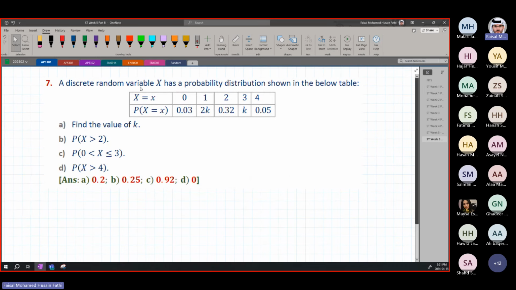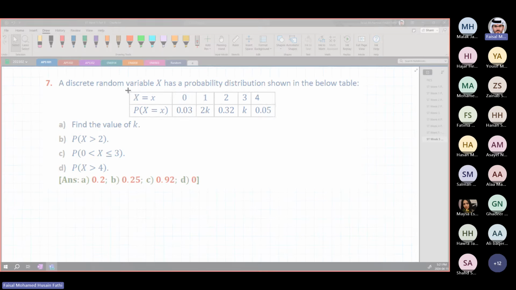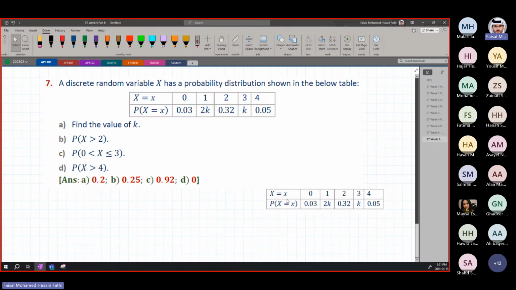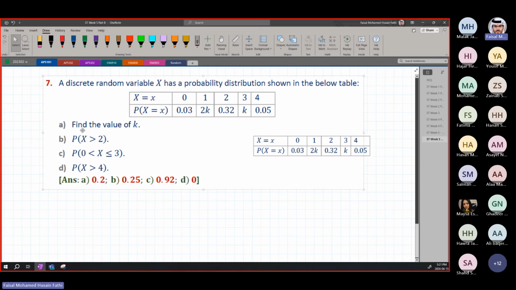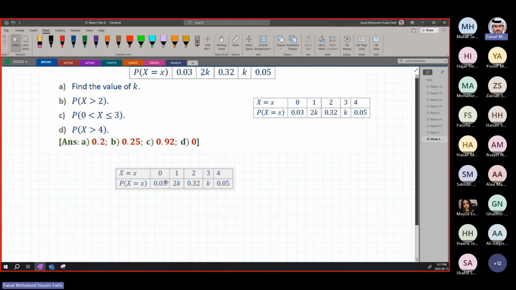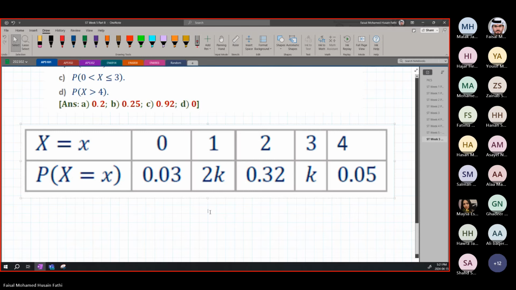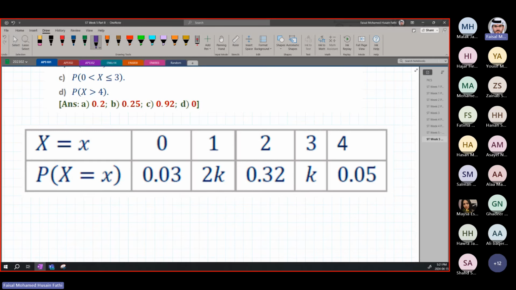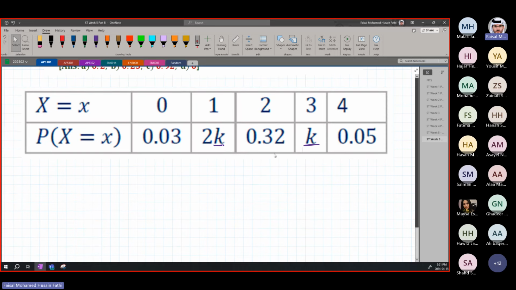So when we have a discrete random variable x that has a probability distribution as shown below, this table is our probability distribution. Part A is asking us to find the value of k. If you notice here, it is giving us the letter k in places, not the final probability. So how will we be able to find this? Remember that when you sum this all up, it has to be equal to 1. So for part A, we're just going to add everything and equate it to 1.